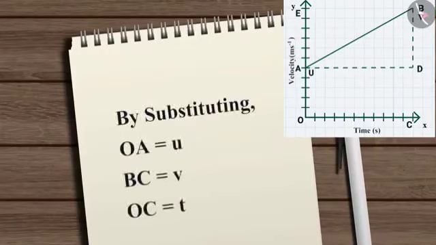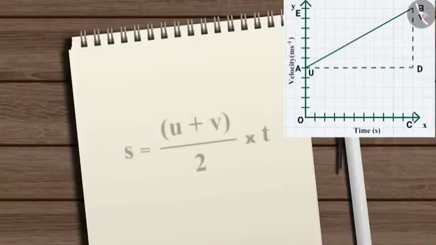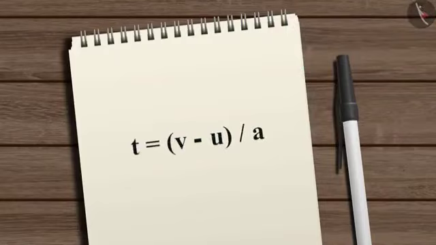By substituting the value of OA is equal to u, BC is equal to v and OC is equal to t, we get S is equal to (u plus v) upon 2 multiplied by t. From the velocity-time relation, we know t is equal to (v minus u) upon a.